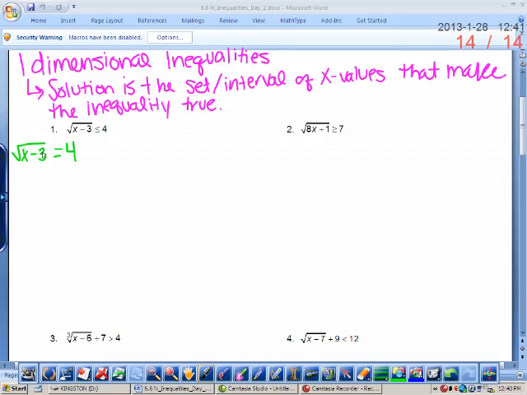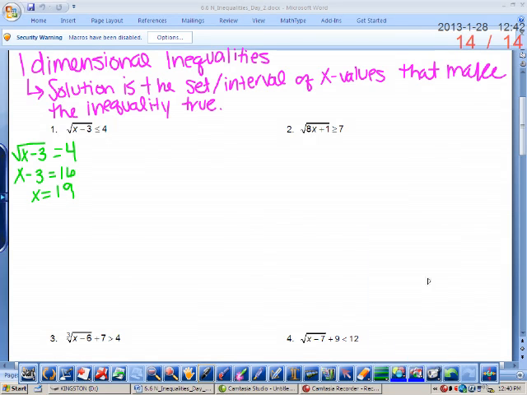All right, now let's go ahead and solve this equation. Good. Square both sides. We get x minus 3 equals 16. And x would be equal to 19. Okay?